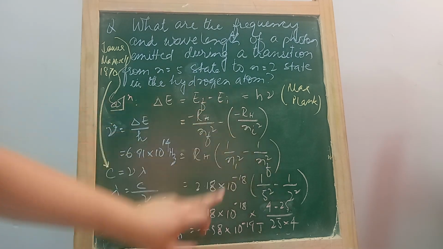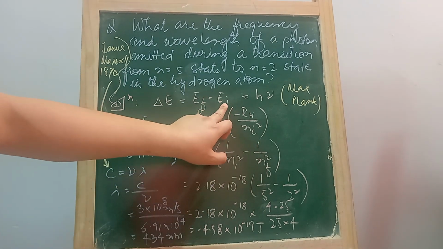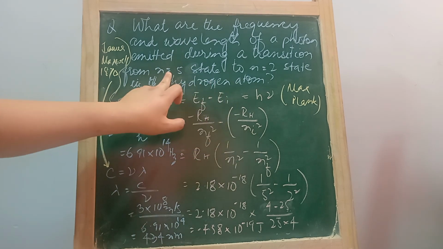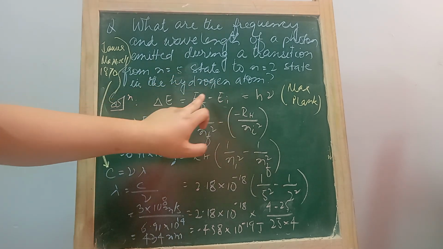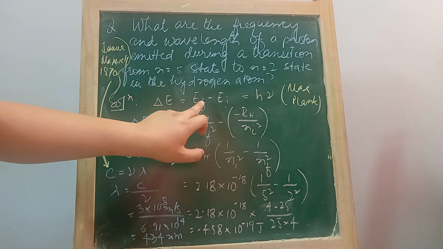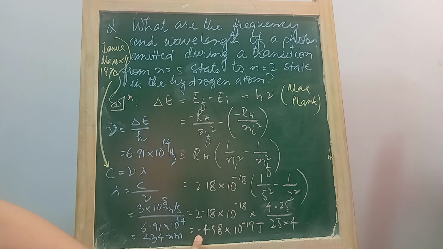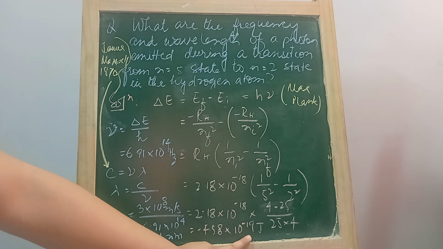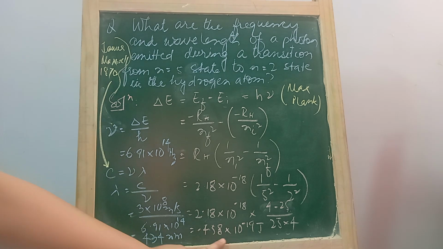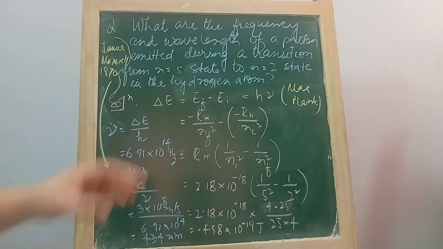This minus this becomes negative. It means there was more energy here initially when it was in n equal to 5. So when it came to n equal to 4, there was less energy. So less minus more will be negative. So this is what the negative sign means, and this much energy will be released according to Max Planck.